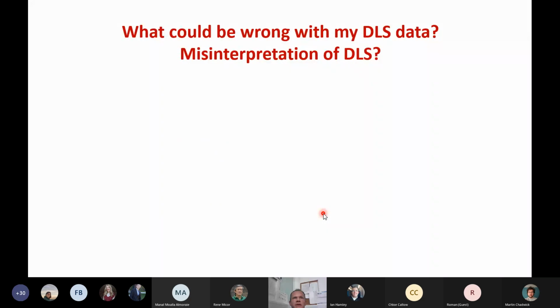But in fact, you will probably have such a system maybe once or twice in your life, if you're working hard with dynamic light scattering. Most of the systems I was measuring in my life were bad. They were non-ideal from any point of view. So, speaking broadly, what could be wrong with my dynamic light scattering data? How might I have misinterpreted the dynamic light scattering?